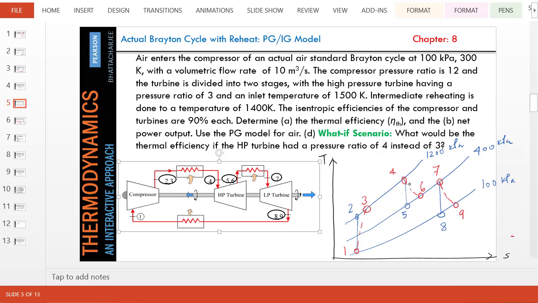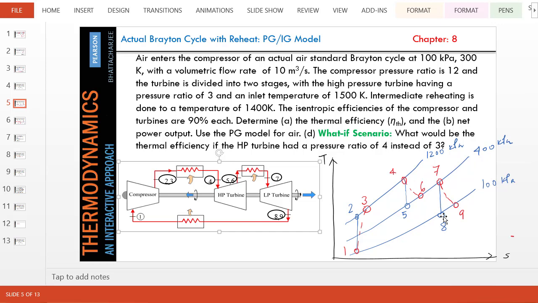Also, we need a pressure ratio. Even though we know the overall pressure ratio to be 10, we need a pressure ratio for the high pressure and low pressure turbine. Only one of them needs to be given, and in this case, for the high pressure turbine, a pressure ratio of 3 is given. So in other words, there will be a pressure ratio of 3 here and 4 there.